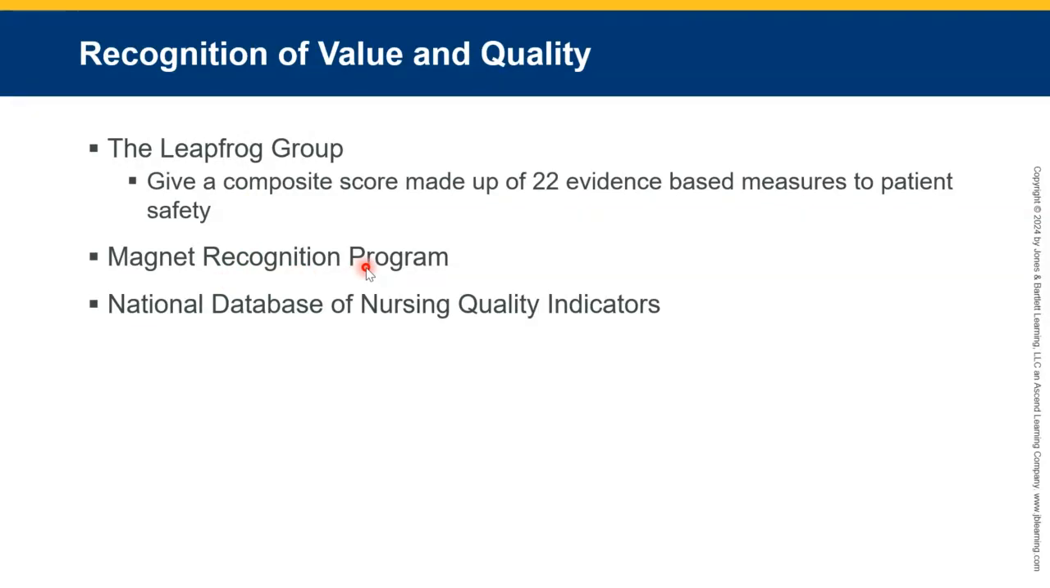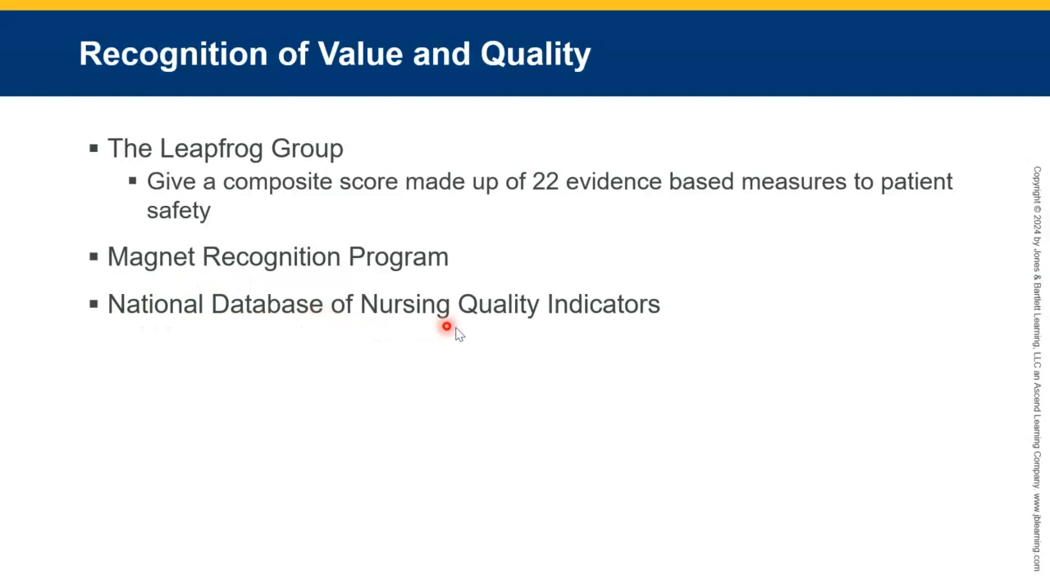Magnet recognition program is a designation of a magnet facility, and when a hospital is designated as a magnet facility, that has become an indicator of quality. We think quality when we see a magnet hospital. It's voluntary, so not all of the hospitals have to participate, and it includes an evaluation of nursing excellence. So this is nursing excellence here, and innovation in nursing practice. And so a lot of you are familiar with that.